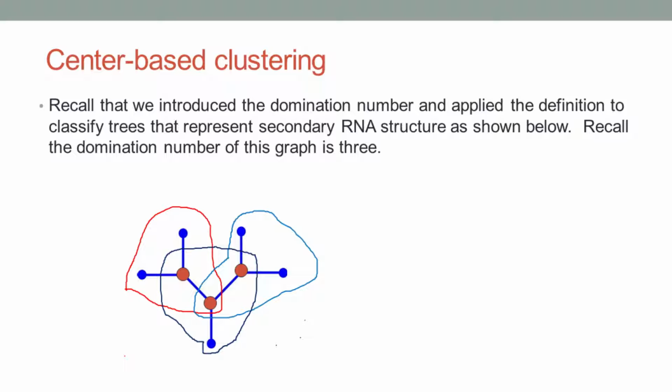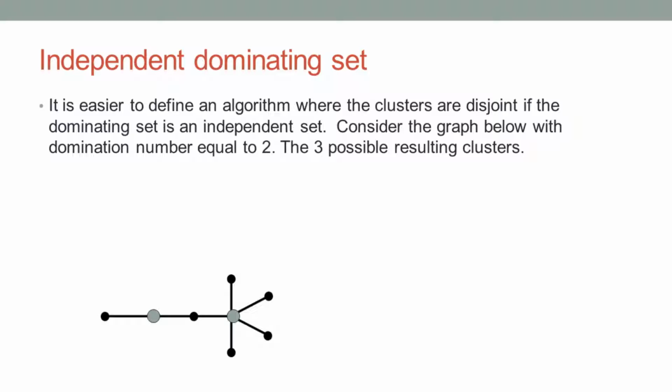Now, the center-based clustering algorithms do not have to be overlapping. Let's take another example. It will be easier, or perhaps more productive, to find clusters based on an independent dominating set if we do not want our clusters to overlap. So in this example, our 2 vertices in the dominating set are independent. Now we still have choices as to how we want to define the algorithm to create our 2 clusters.